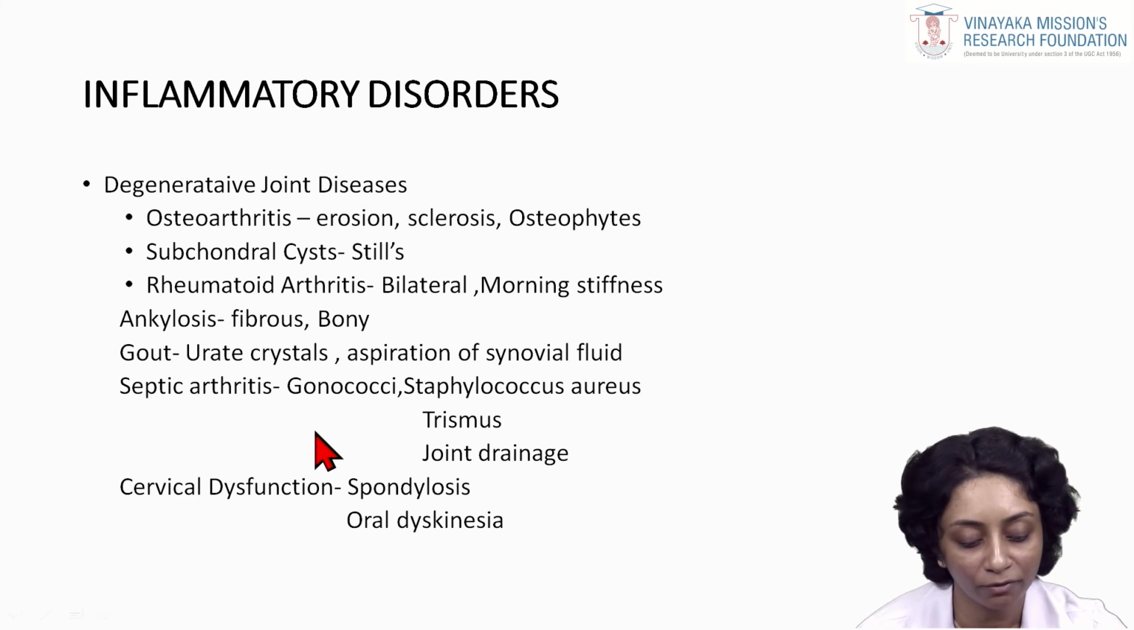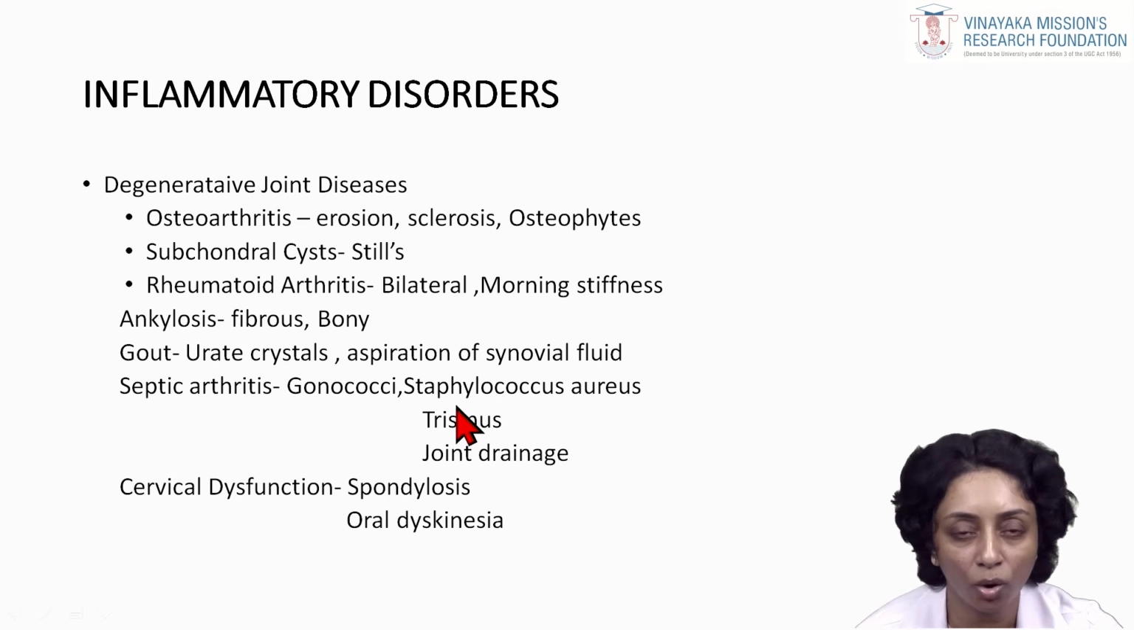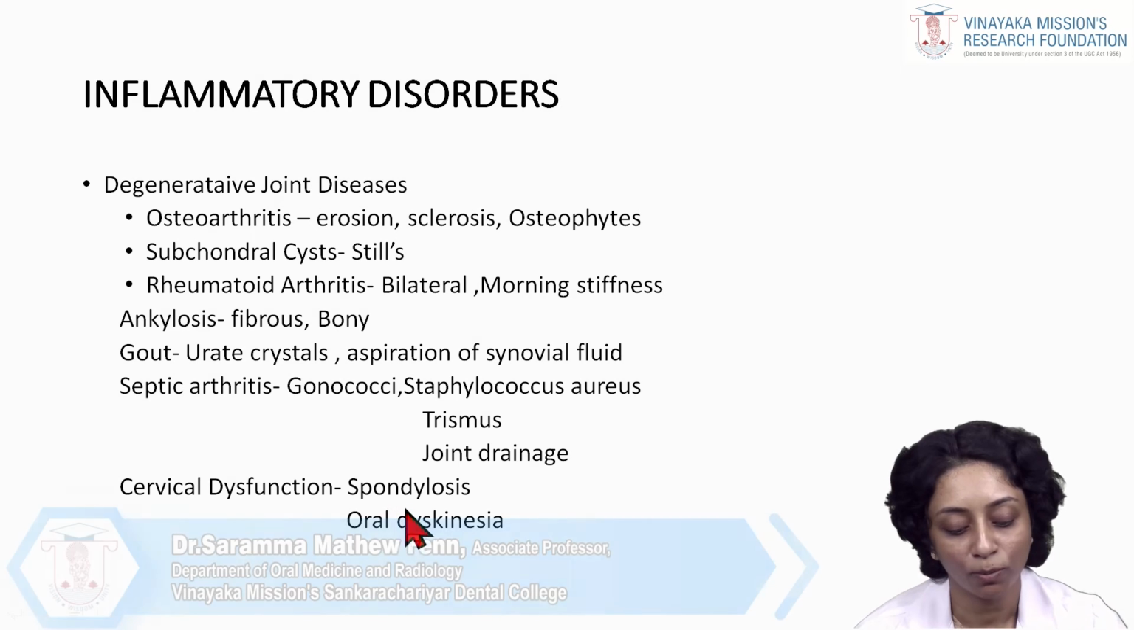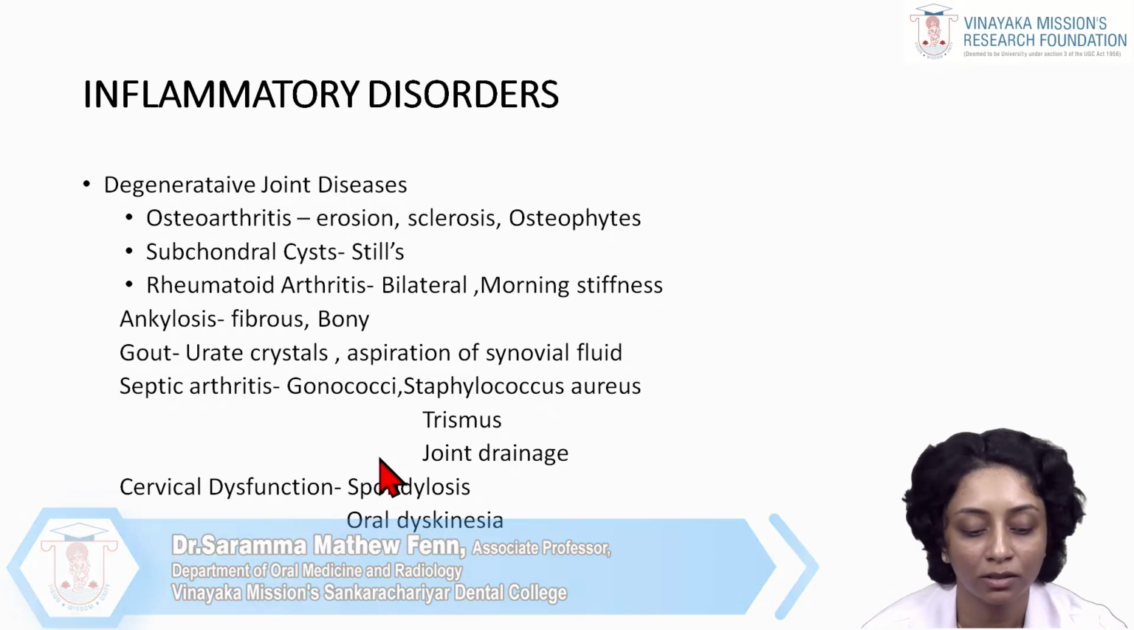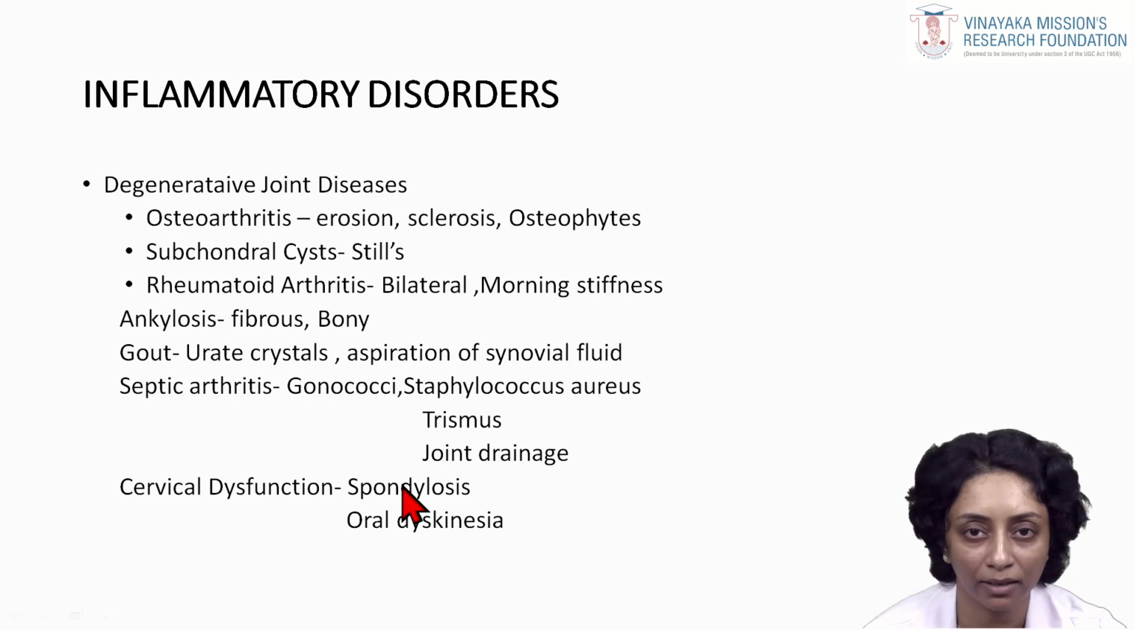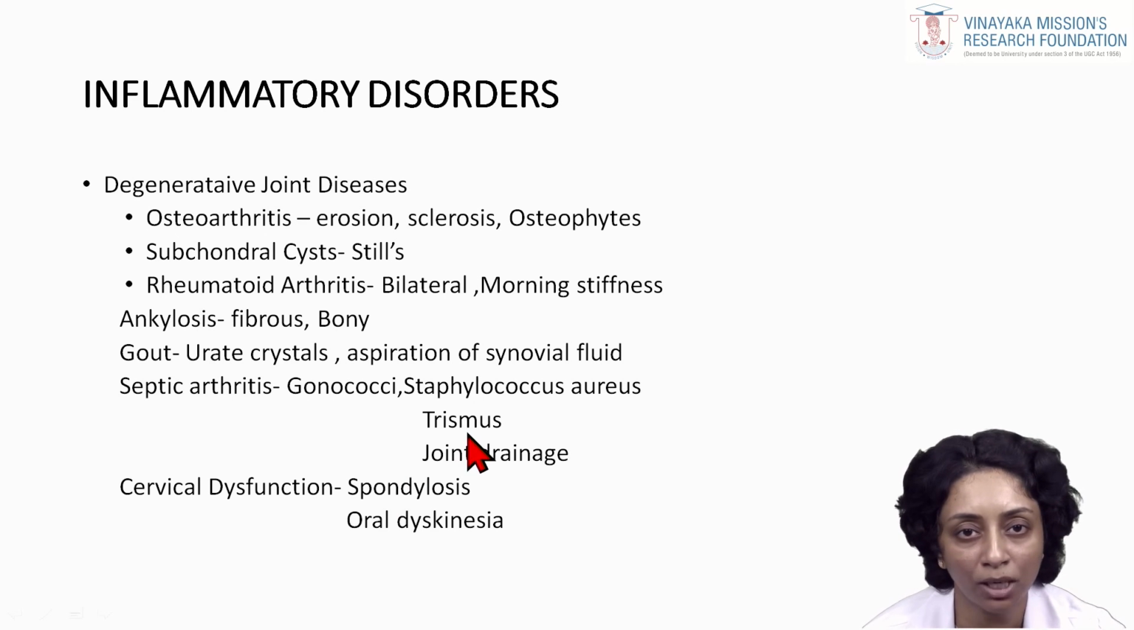Other inflammatory disorders can be septic, that is, infection due to microorganisms which will cause inflammation around the joint. Such microorganisms can cause trismus of the joint. How you correct it is by removing the fluid which is depositing around the joint. Sometimes spondylosis or oral dyskinesia will itself cause inflammatory disorders, which are categorized, and that will itself cause TMJ pain.